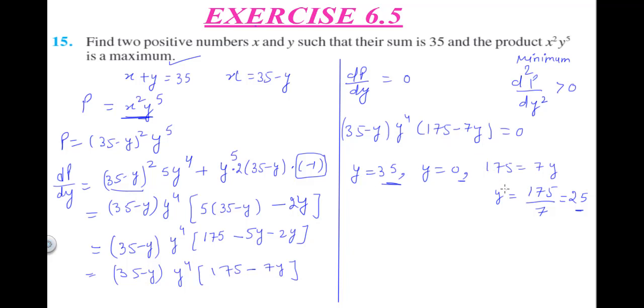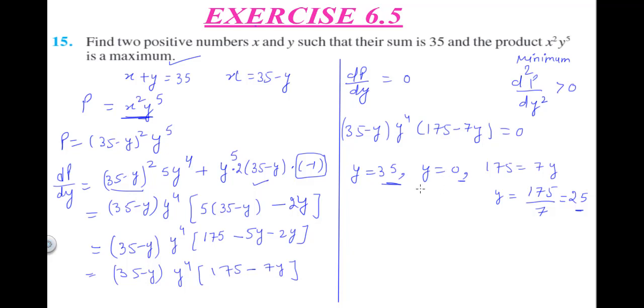Now we will check at which value the second order derivative becomes greater than 0, that means positive. Let us find the second order derivative. The first order derivative, as we could see, is this one, right? Let us differentiate it.